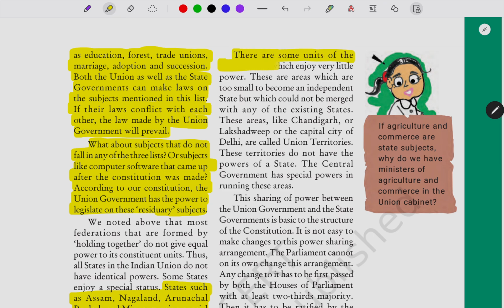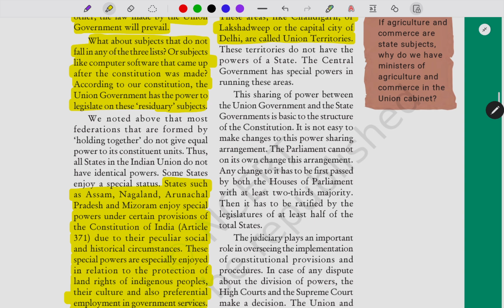There are some units of the Indian Union which enjoy very little power. These are areas which are too small to become an independent state, but these could not be merged with any of the existing states. These areas like Chandigarh, Lakshadweep, or capital city Delhi are called union territories. These territories do not have the powers of a state. Okay, the central government has special powers in running these areas.